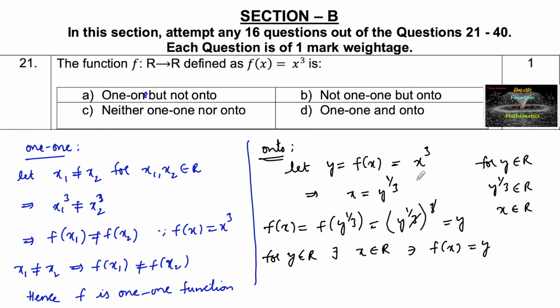Means for every image in y, for every element in the codomain, we can say that there is a pre-image. So therefore f is an onto function. f is one-to-one and f is onto. So we can say both one-one and onto, which is option D, right?